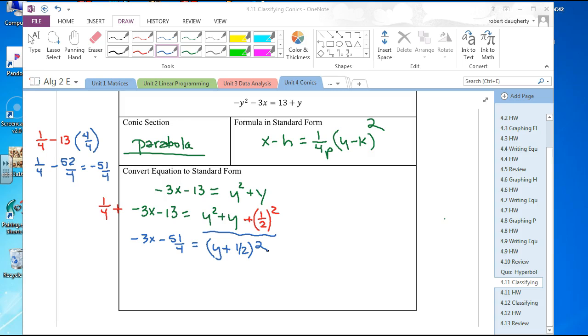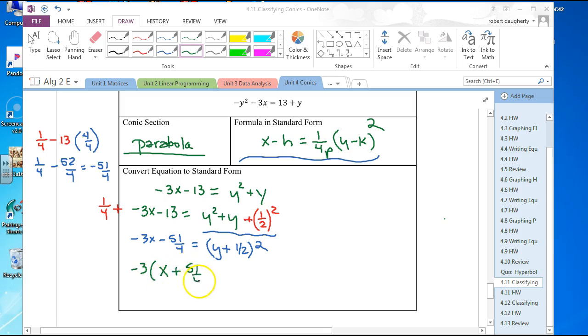Now, does this look exactly like this? Is it in final form? What's keeping it from being in that form? That negative 3. What do you think I'll do to that negative 3? Either divide everything by 3 or, here, I can factor out this negative 3.